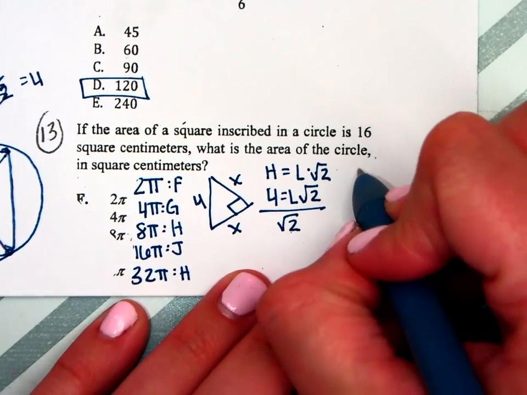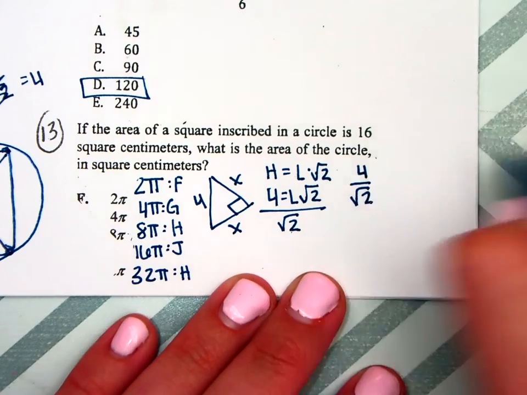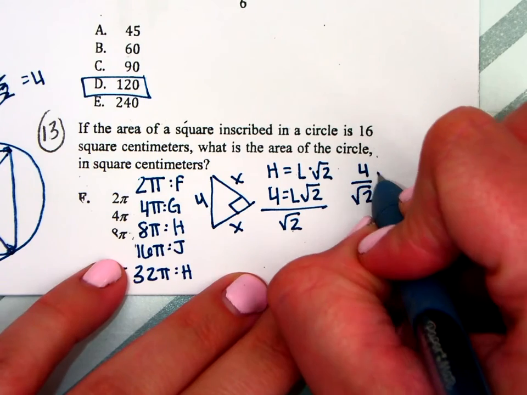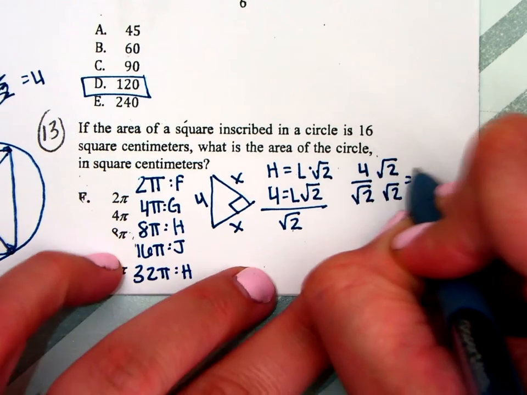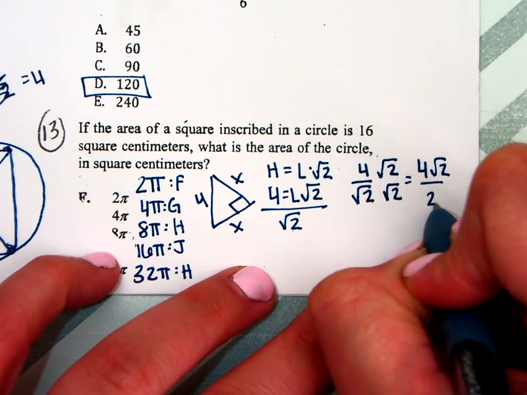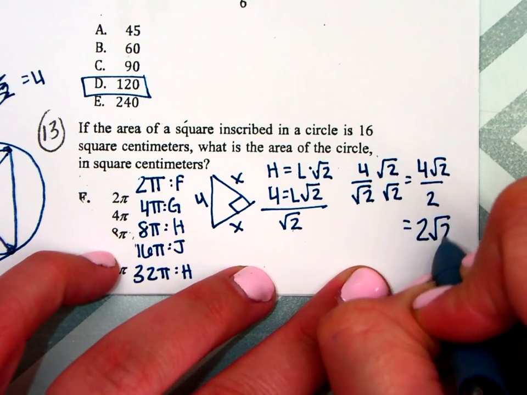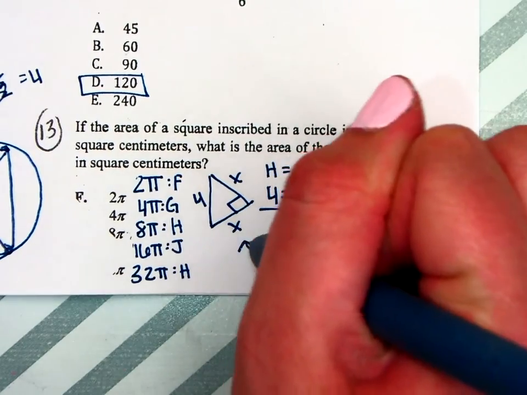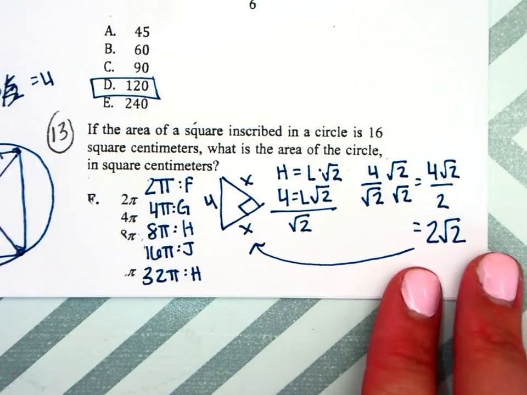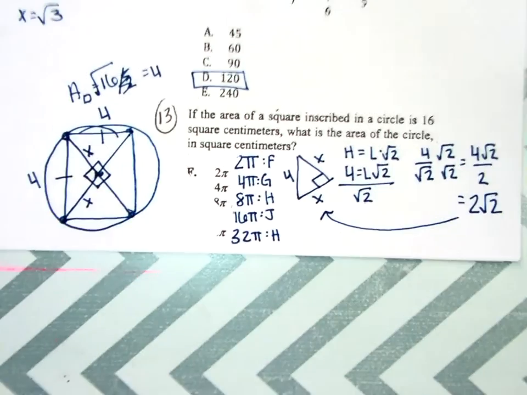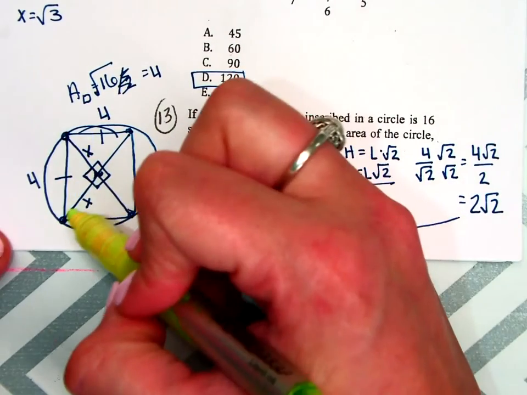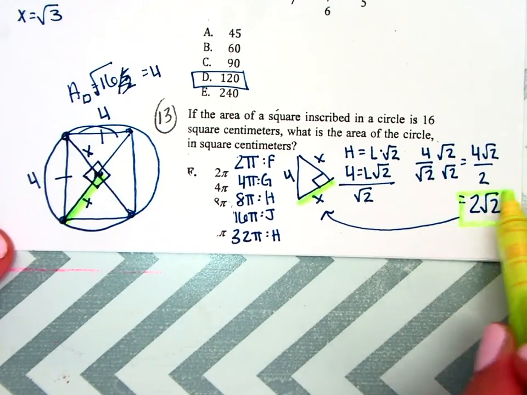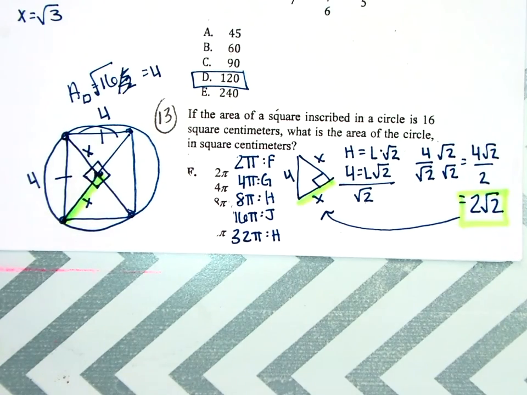So 4 equals the leg times square root of 2, divided by the square root of 2. I get 4 over square root of 2, which is not correct. So I need to make sure that I rationalize this. Multiply the top and bottom by square root 2. I get 4 square root 2 over 2, which reduces to 2 square root of 2. That measurement is now my radius of the circle, because if I go back to my main picture, we had our right triangle. We were trying to find the radius. When I drew my triangle off the picture, we found the radius to be 2 square root of 2.